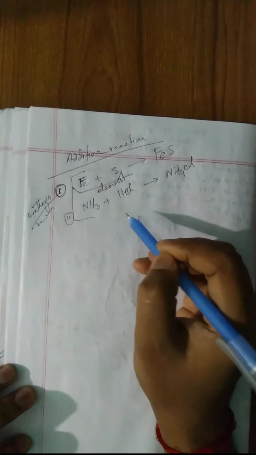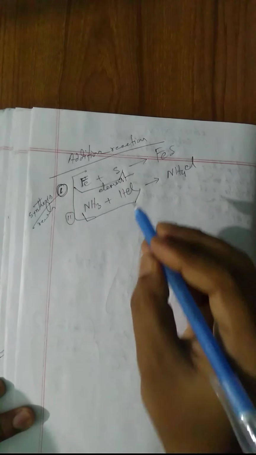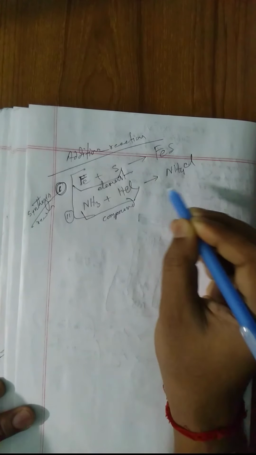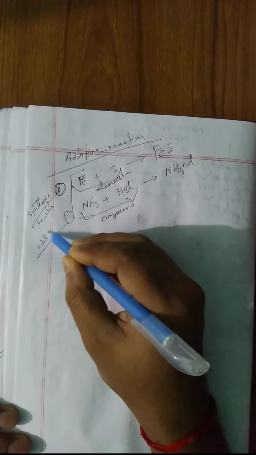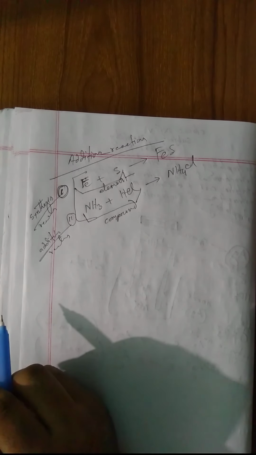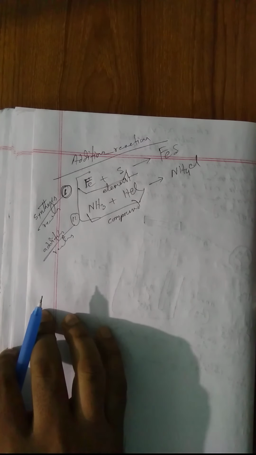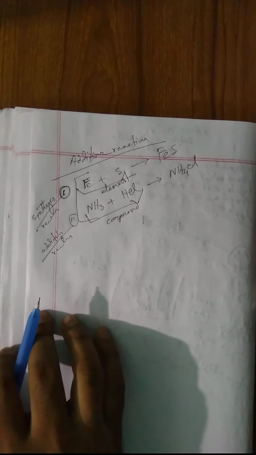But in the case of number 2, that means the second reaction, both ammonia and HCl are compounds. So this is only an addition reaction. So what is the difference between these two types of reaction? The difference is that for a synthesis reaction, the reactants must be elements, but for an addition reaction there is no limitation. Either it may be a compound or an element.